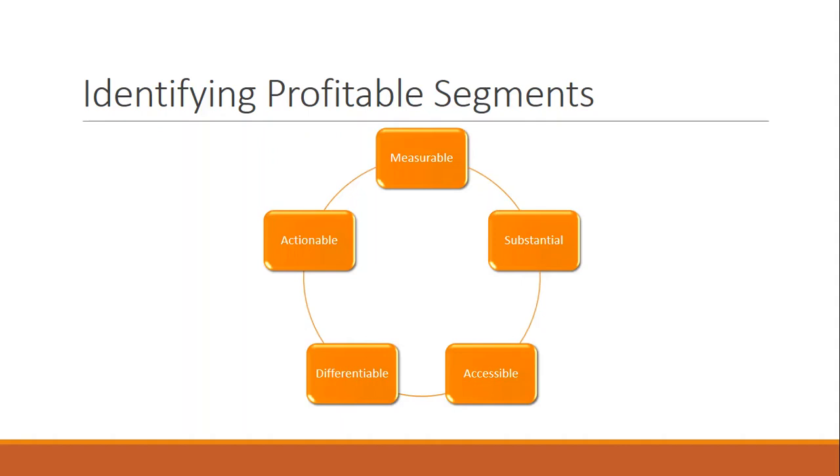And last is actionable. I need to identify a segment on which I can act. If I identify a great segment, but it's so thinly spread out, so inaccessible or so immeasurable that I can't act upon it, it doesn't really do me any good.